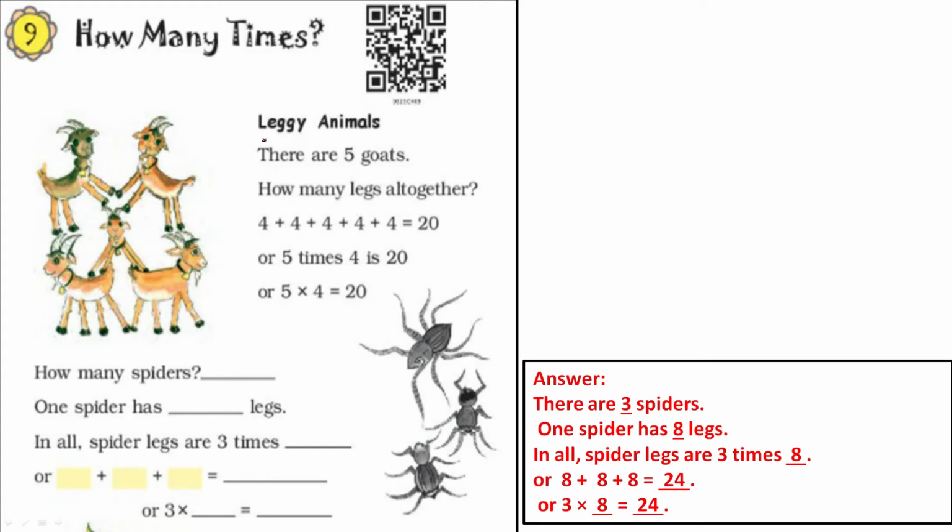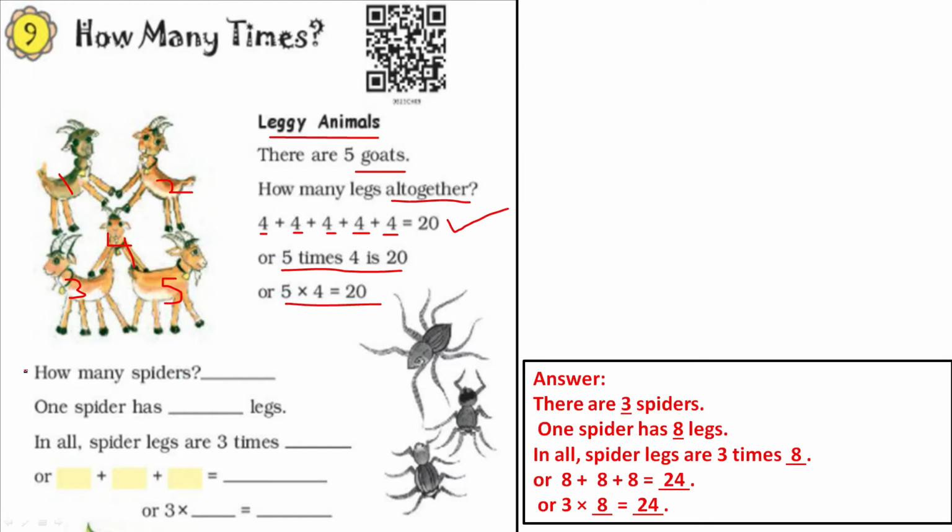Question number 1. Leggy animals. There are 5 cats. How many legs altogether? So here you can find 5 cats: 1, 2, 3, 4 and 5. Each cat has 4 legs. So totally how many legs are there? 4 plus 4 plus 4 plus 4 plus 4, 20 legs. So instead of adding 4 5 times, 5 times 4 is 20. That is 5 4s are 20.